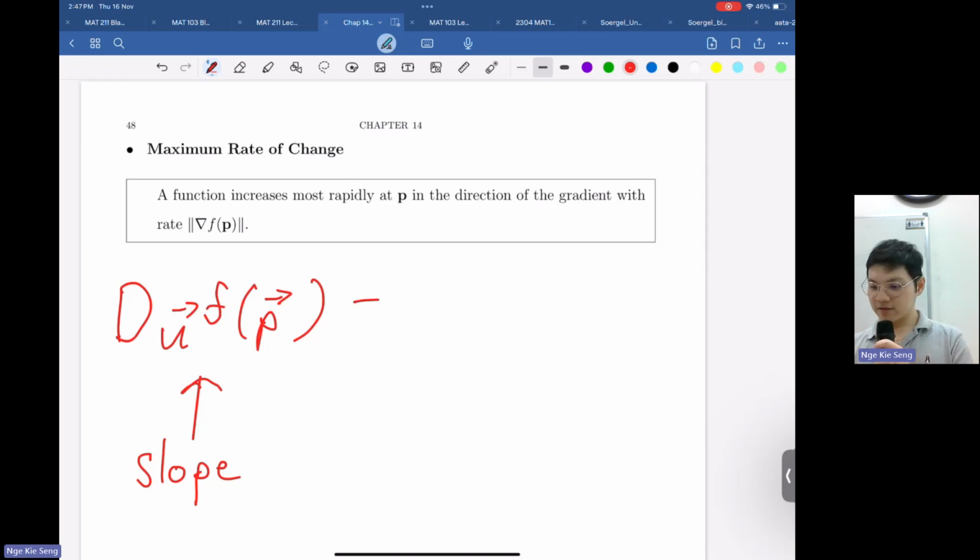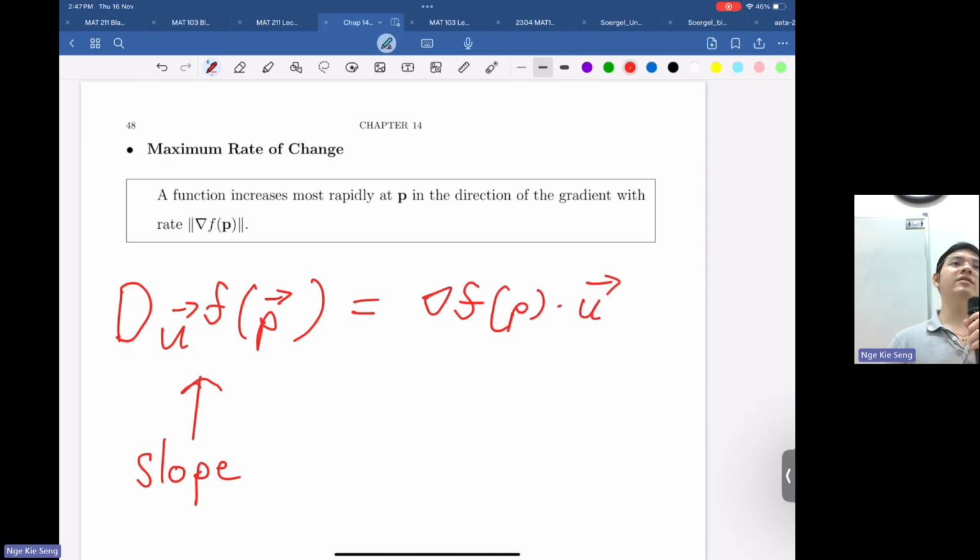So just now we have this formula: nabla f at p times the direction u. Times here means dot product. In vectors, there are two forms of product: dot product and cross product. Cross product will give you a vector, dot product gives you a scalar. We want a scalar here because this is a function from R2 to R, so we use the dot product. Test linear algebra: what's the formula of the dot product?